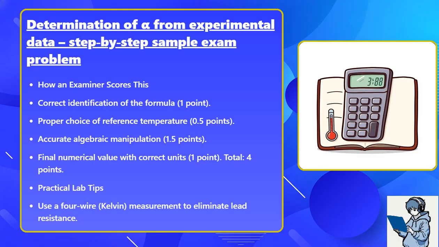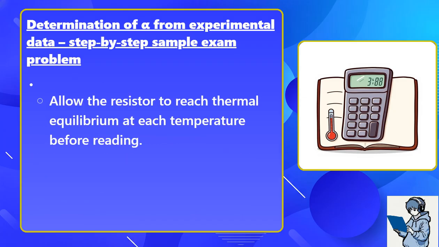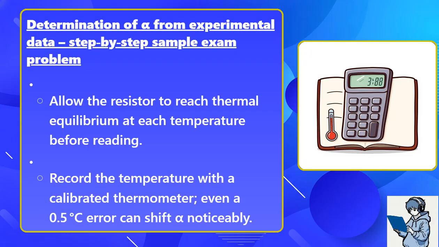Practical lab tips: use a 4-wire Kelvin measurement to eliminate lead resistance. Allow the resistor to reach thermal equilibrium at each temperature before reading. Record the temperature with a calibrated thermometer. Even a 0.5 degrees Celsius error can shift alpha noticeably.